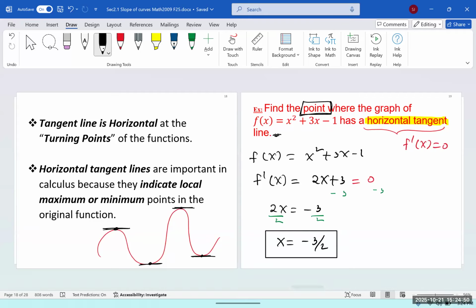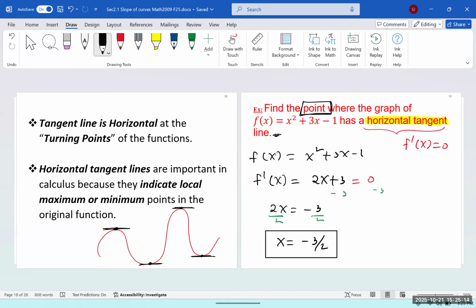Horizontal line means it's a line that has a slope 0. So derivative is a slope, that means it has to be 0 for the horizontal tangent line. When the slope is 0, meaning derivative is 0, which x value do you get? It's negative 3/2. But they're not looking for x, they're looking for points.